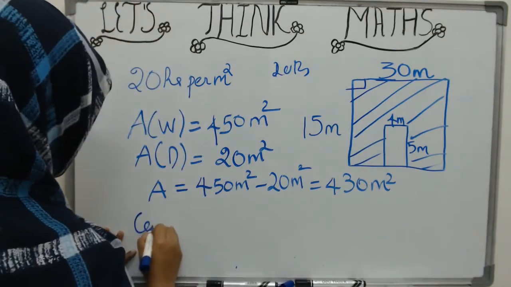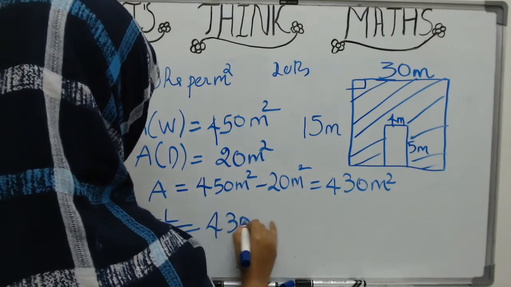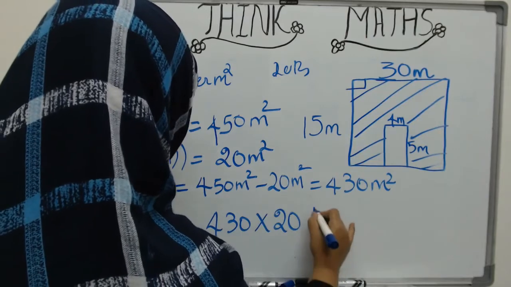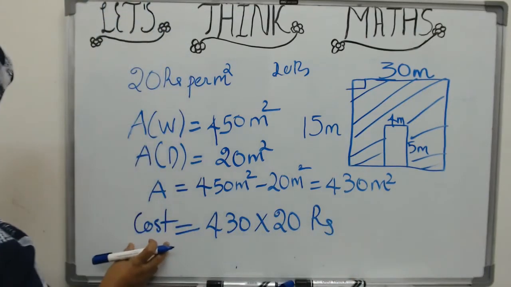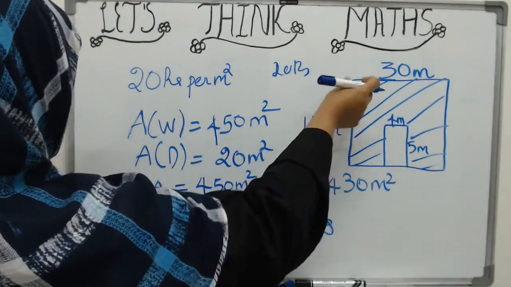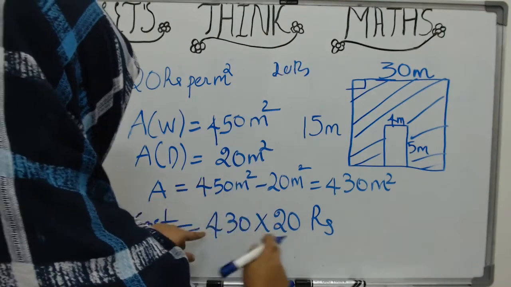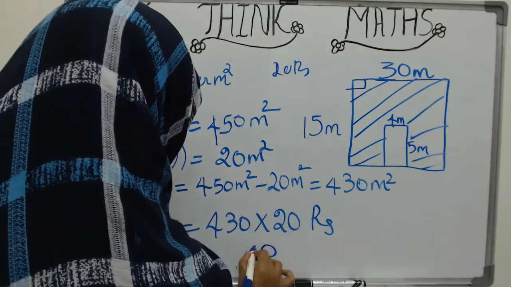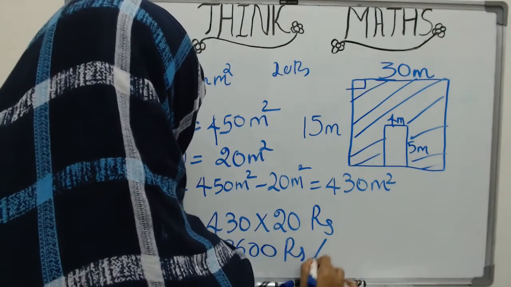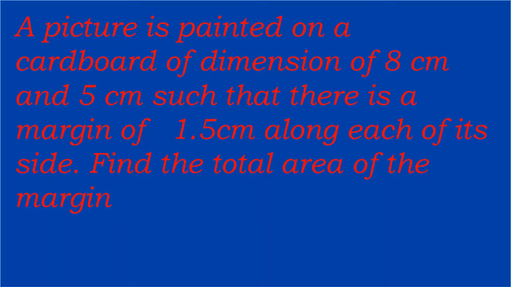So what is the cost? 430 into 20. And what is it? It is in rupees. Why? Because this is the cost. Just for whitewashing 1 meter square, you have to pay 20 rupees. So for the total, this much is the cost for whitewashing this area.